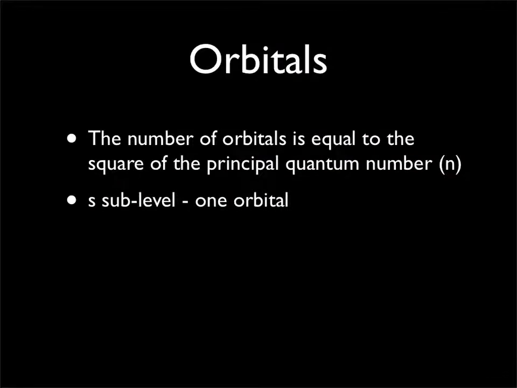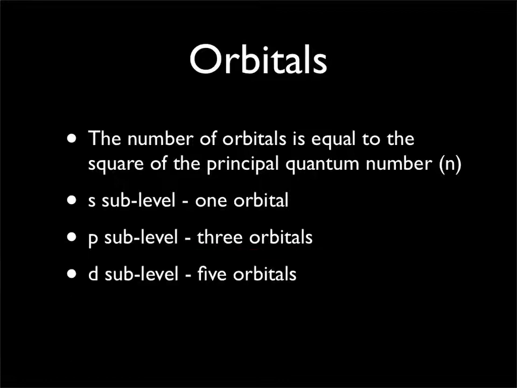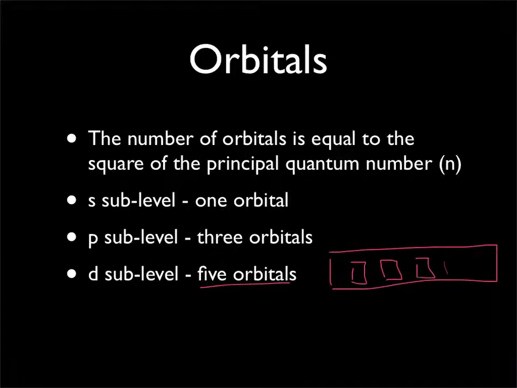Okay, so getting back, kind of reviewing. S sublevel, you got 1 orbital. In that S room, you got 1 bed. P sublevel, you got 3 orbitals. Bigger room, 3 beds. D sublevel, 5 orbitals. Big room. 5 beds in this room. That's what they're talking about. 5 orbitals, 5 beds. Each bed holds 2 people. Each orbital holds 2 electrons.